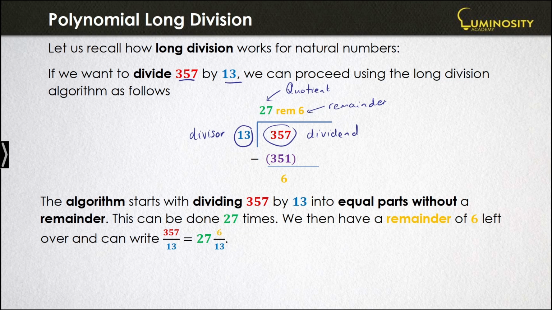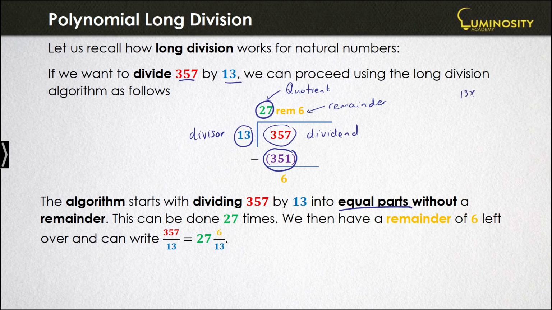Okay, so the algorithm begins by saying, how many times can you divide 357 into 13 into equal parts without a remainder? It turns out that that number is 27. Because if we do 13 times 27, we get 351, which is the closest number to 357 that doesn't exceed it. So this is sort of a trial and error thing. You'll do 13 times what number will get you very close to 357.